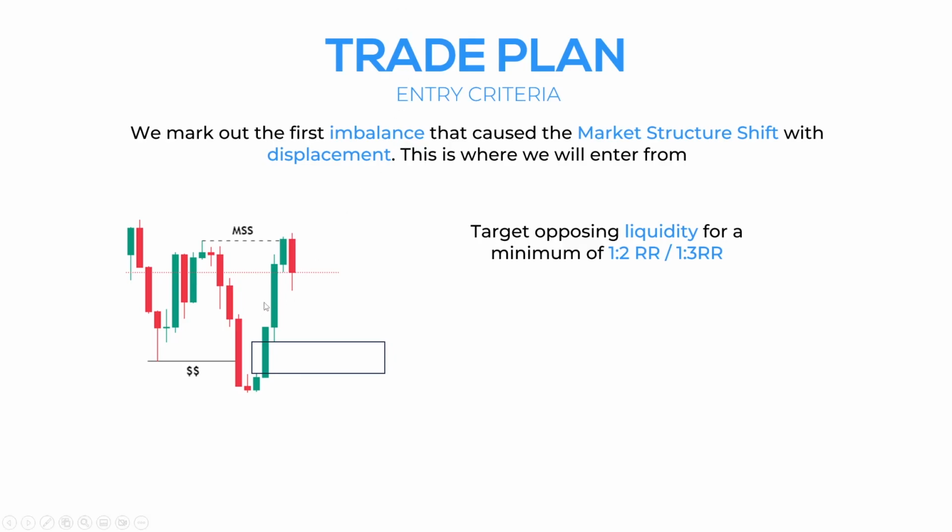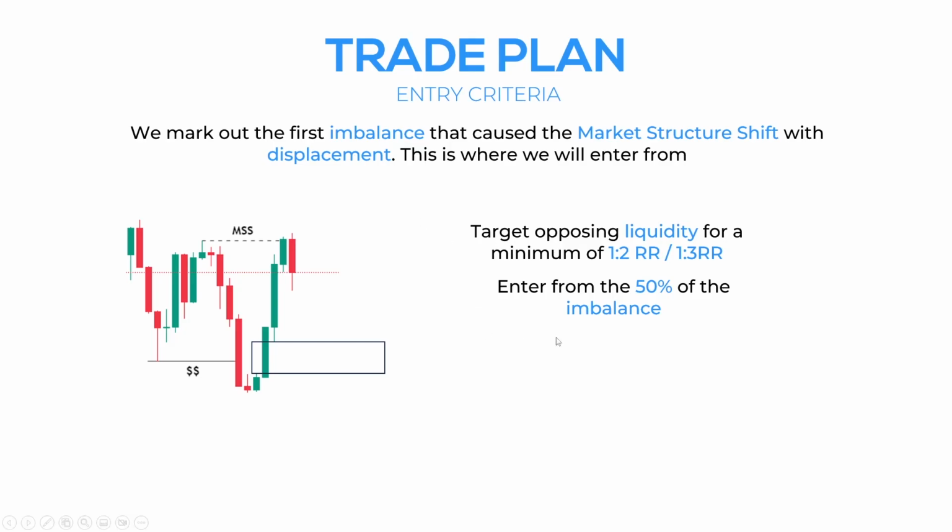So don't make your profit target, if we were, for example, selling the market, don't just make it hit. There needs to be a reason why you are putting your profit target where you are putting it. So make sure you take opposing liquidity. This could be an opposing order block, an opposing imbalance, opposing equal lows or highs, a high or low. Again, just opposing liquidity.